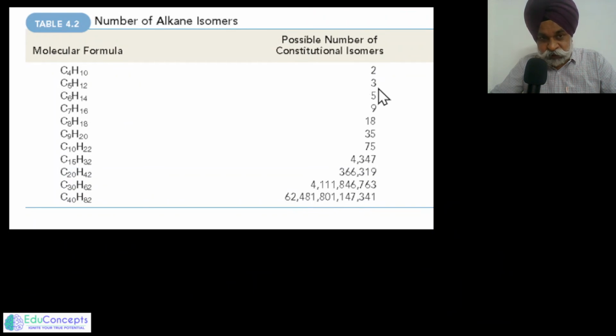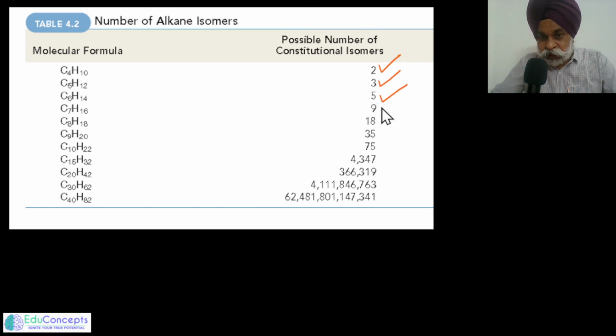Now let us dig deeper. This is a very interesting point: for C4H10 there are 2 isomers which we have drawn, 2-methyl propane and butane. For an alkane with 5 carbon atoms there are 3 isomers, and for hexane, it is 5 isomers, which we have just drawn.